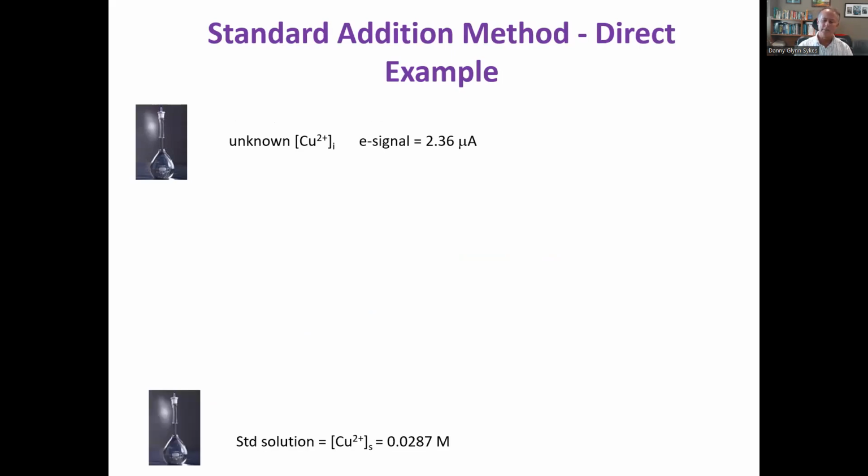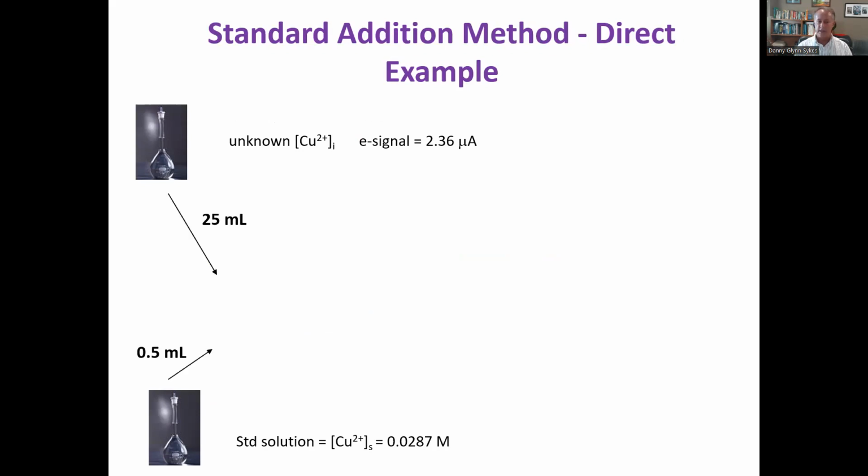Okay, so here's an example. I have a solution of unknown copper. I put it in my instrument and I get a response of 2.36 micrograms. Okay, I'm going to make a solution of copper. Doesn't matter that the matrices are different. I don't care what the matrices are at the moment or how different or how similar they are. It doesn't matter. So I'm going to make this standard solution of copper and I know its concentration. No ifs, ands, or buts, I know it.